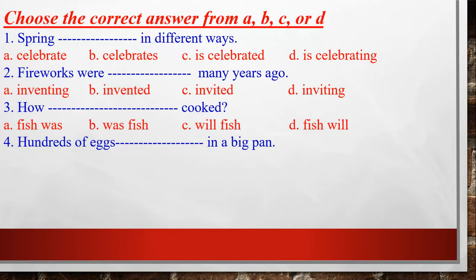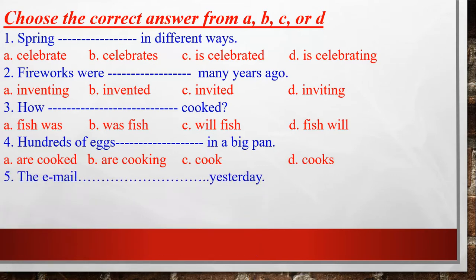Number 4. Hundreds of eggs space in a big pan. This sentence is in the passive. Okay. So the options are are cooked, are cooking, cook, cooks. The answer here is are cooked because hundreds of eggs is a plural noun, so we must use "are" plus the past participle form cooked. So the answer is A, are cooked.